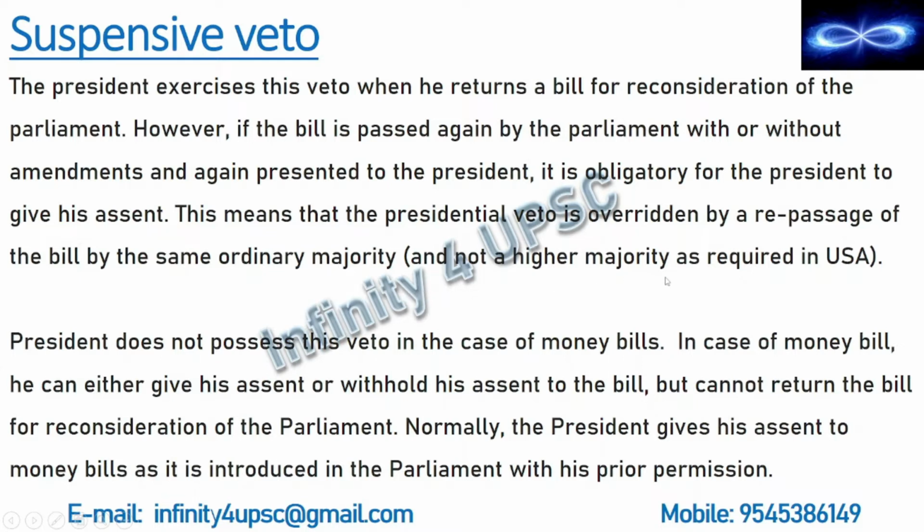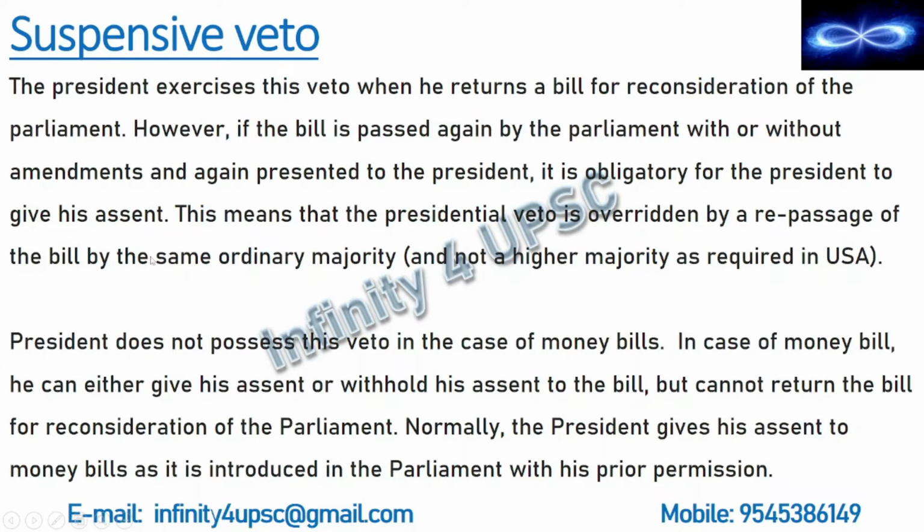Now, what is this higher majority? Here it is written that in USA, if the president returns the bill to the House for reconsideration, the bill needs to be passed for the second time with a higher majority. That is, 51% is not sufficient this time because the president has asked you to reconsider it. Now you need more support. That is, more number of people should vote for it. Only then it will be passed.